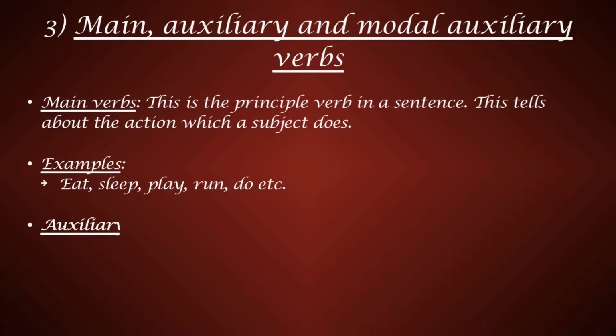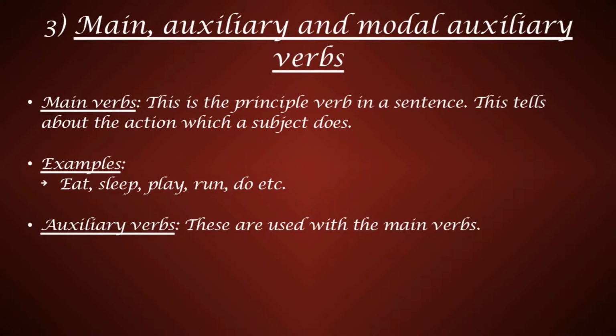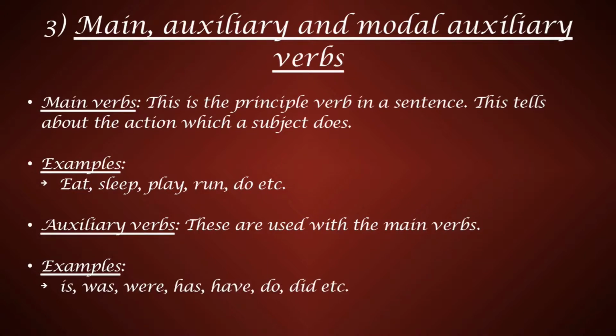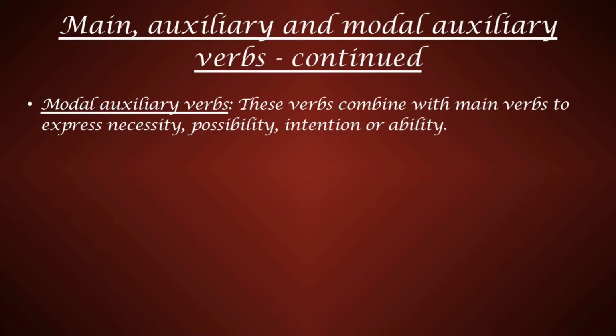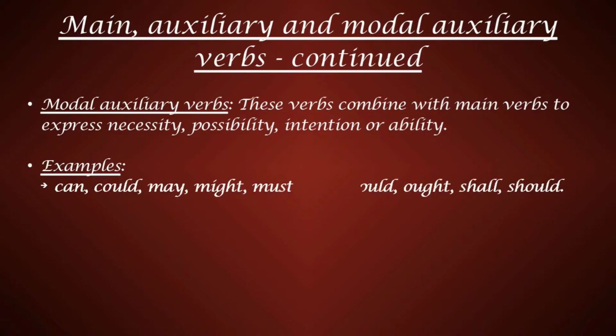Auxiliary verbs. These are used with the main verbs. Examples are is, was, were, has, have, do, did. Modal auxiliary verb. These verbs combine with main verbs to express necessity, possibility, intention, or ability. Examples are can, could, may, might, must, will, would, ought, shall, should.